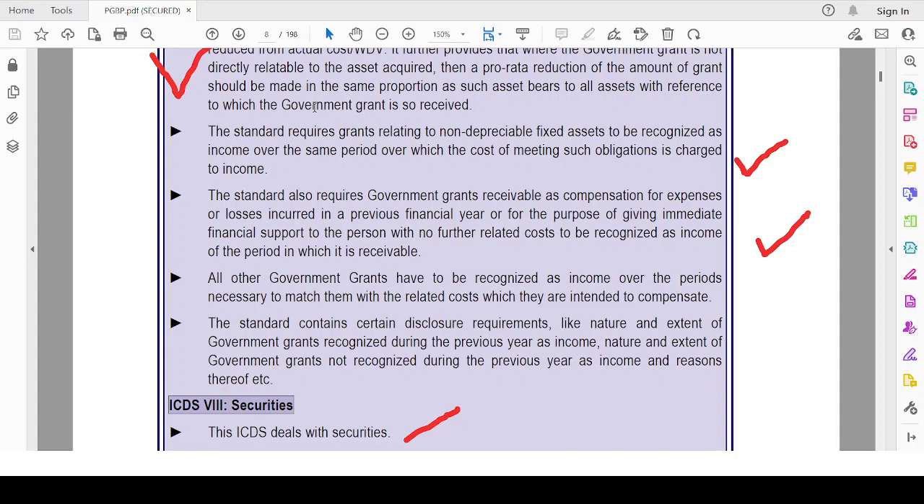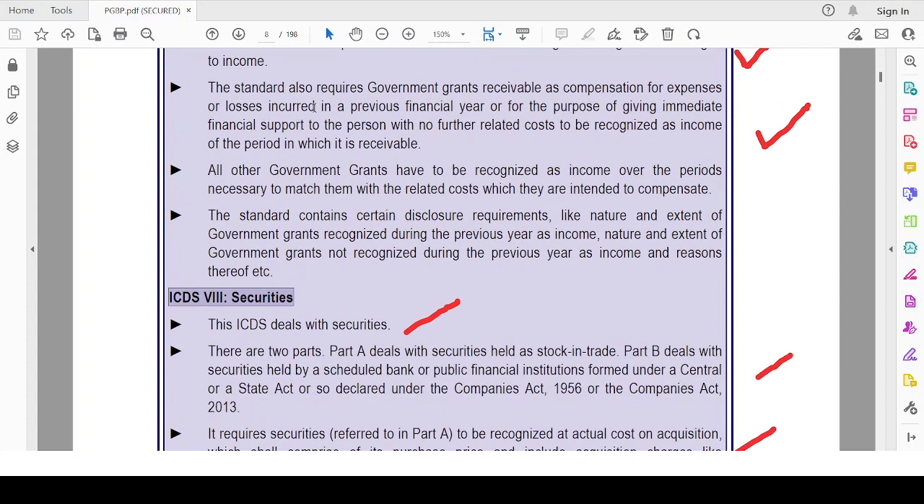The standard also requires government grants receivable as compensation for expenses or losses incurred in any of the previous financial years, or for the purpose of giving immediate financial support, to be recognized as income of the period in which it is receivable. Simple, right? I have already incurred the cost. Now I'm going to receive it. Or I'm going to get it as immediate assistance. Then recognize it as income for the current previous year in which it is receivable.